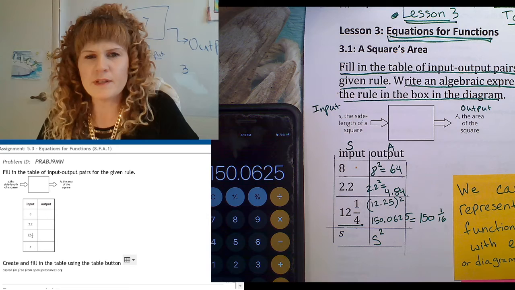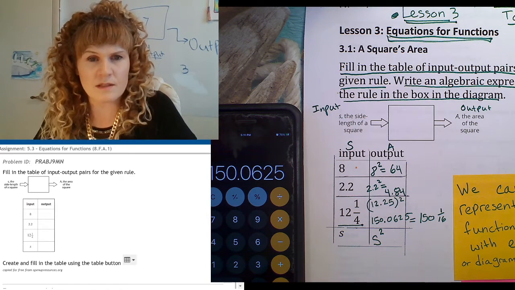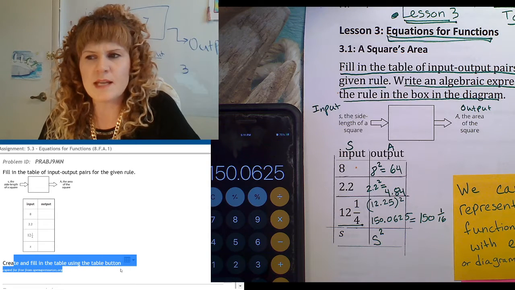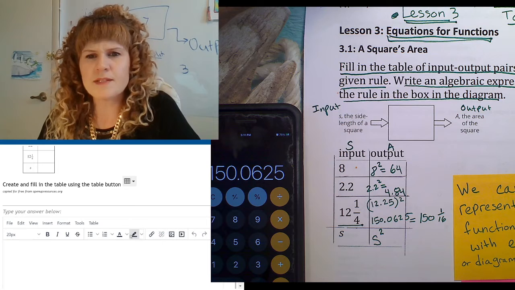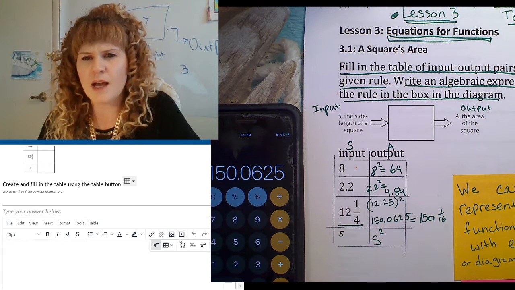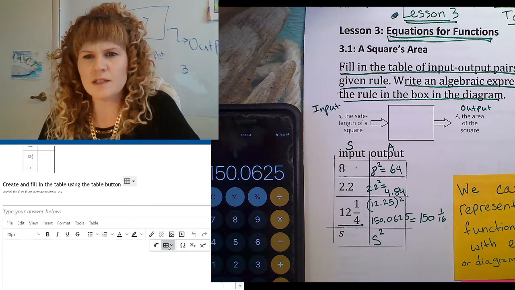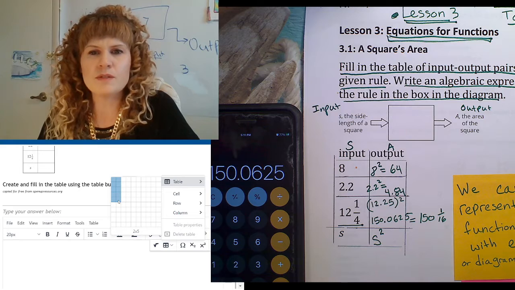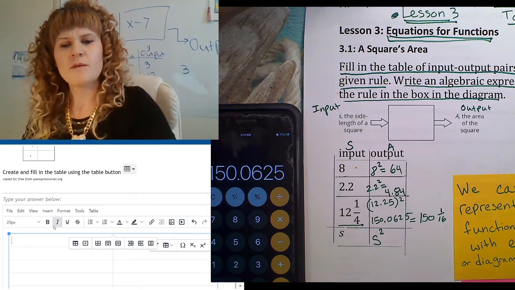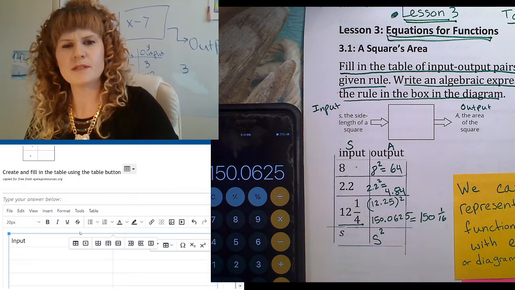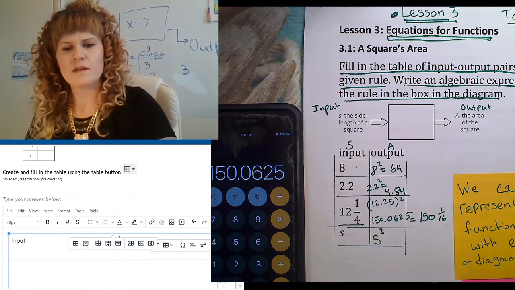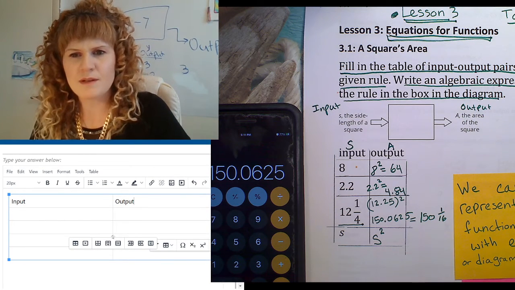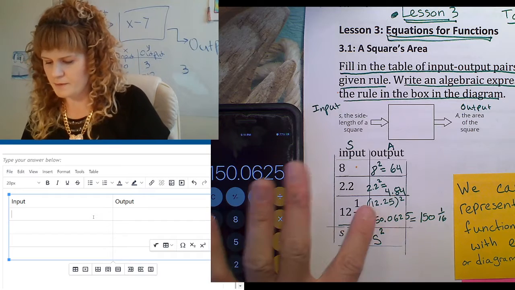And let's read carefully. How are we going to report this answer? It says, create and fill in the table using the table button. Remember that the table button is under these 3 dots. Go to this table icon, and then you're going to select a 2 by 5 table. That means 2 columns and 5 rows. Put the headings on those, input, output, and I really hate it that this computer program keeps those boxes exactly where I need to see what's going on.